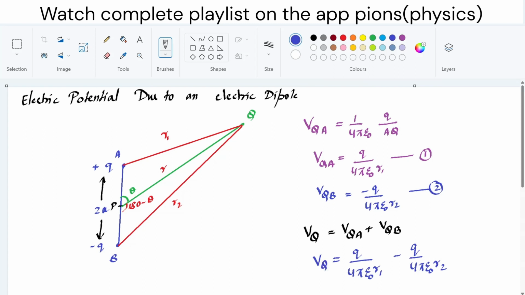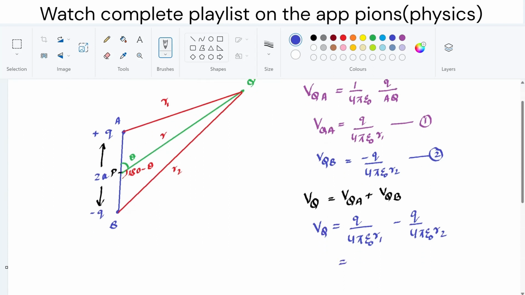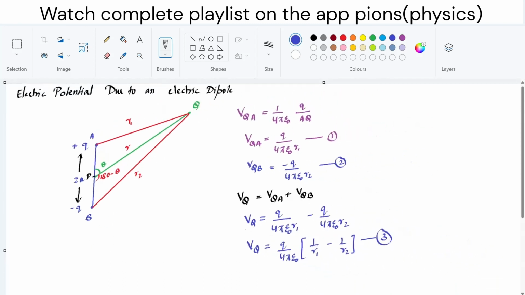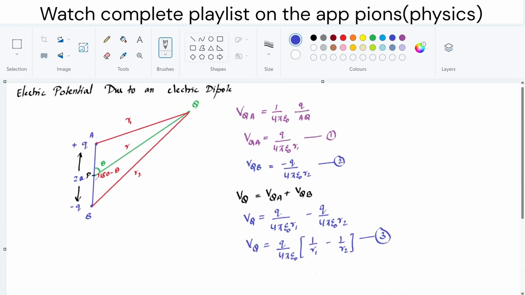This will be your potential at Q. Now let's take the common factor out. The common factor between both is q by 4 pi epsilon naught, and this will be 1 by R1 minus 1 by R2. This is our potential at Q due to both the charges, equation 3. Now we have to figure out the values of 1 by R1 and 1 by R2. Once you figure them out, you can substitute here and we will get the final expression.